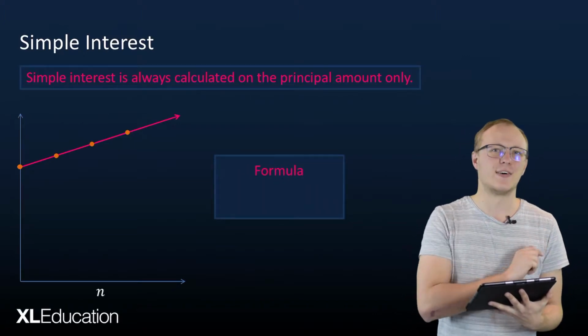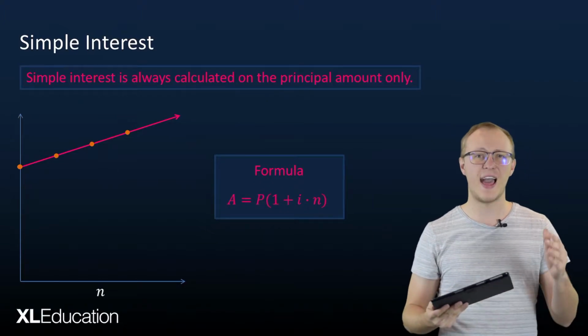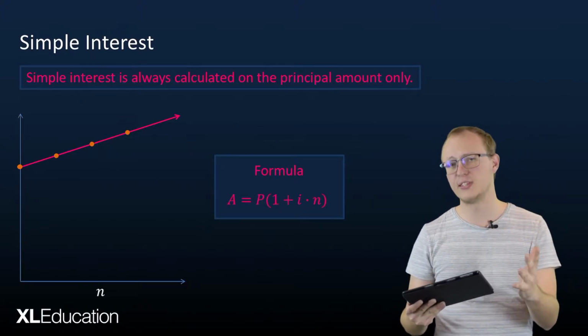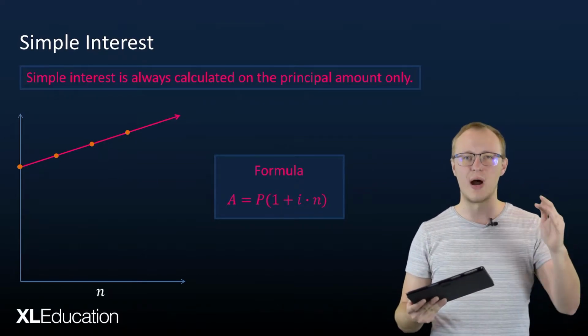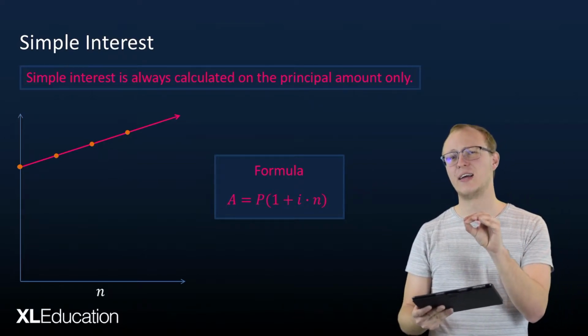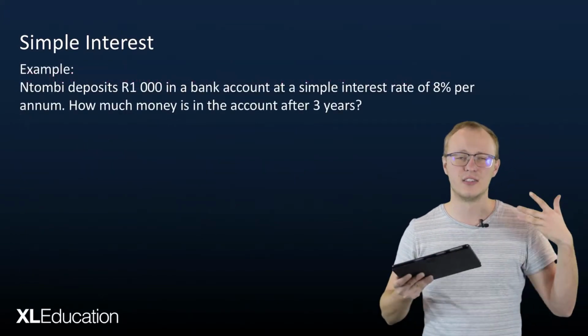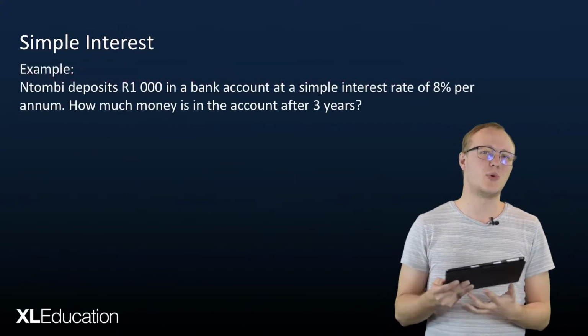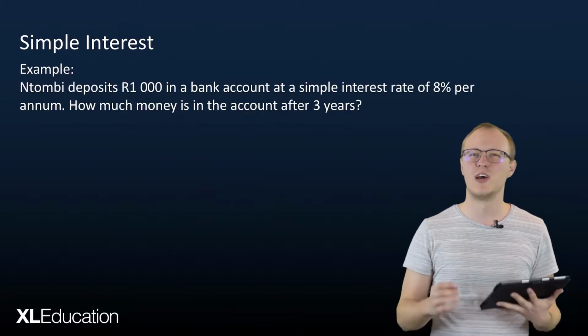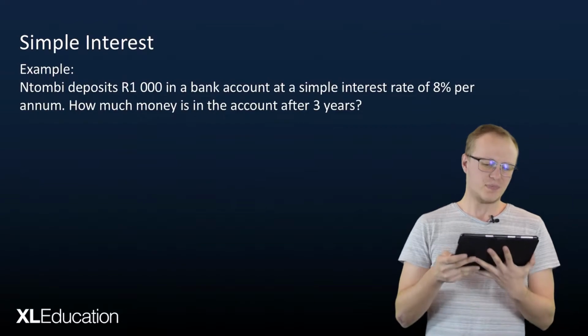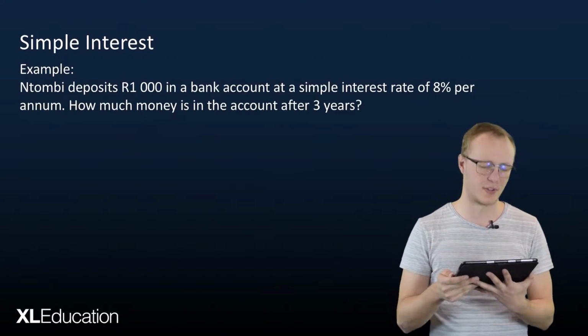And the formula for simple interest is A, the accumulated amount, is equal to P, the principal amount, times (1 plus I times N). So let's see how to use that in Ntombi's example. Maybe we can find the accumulated amount much quicker than having to do that entire table. So, how much money is in the account after 3 years?